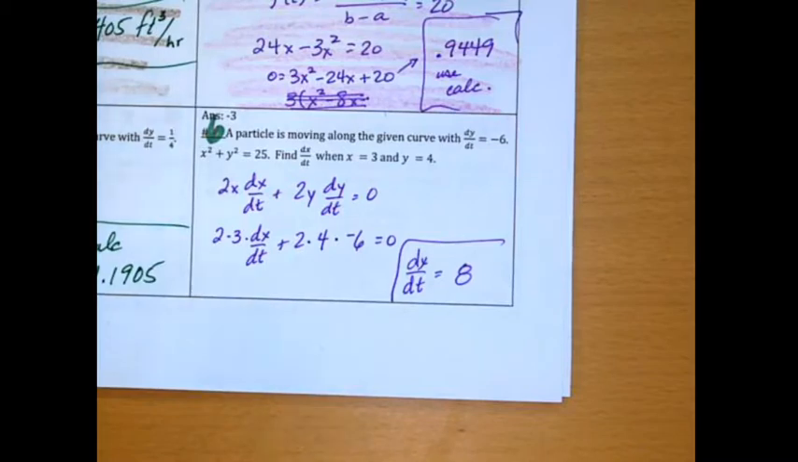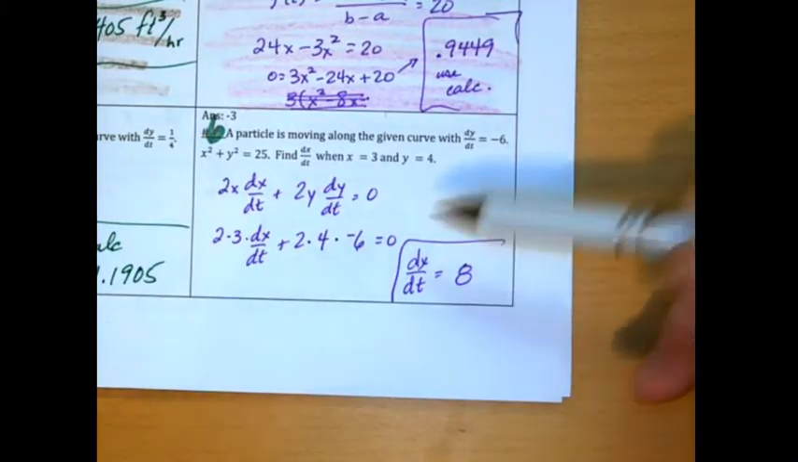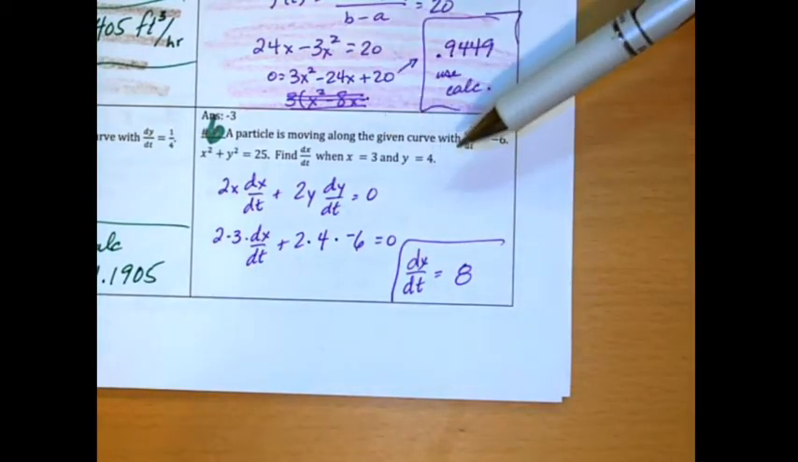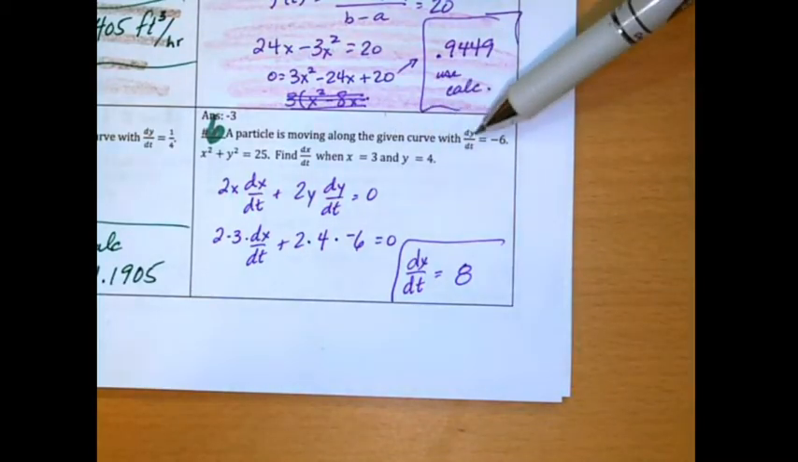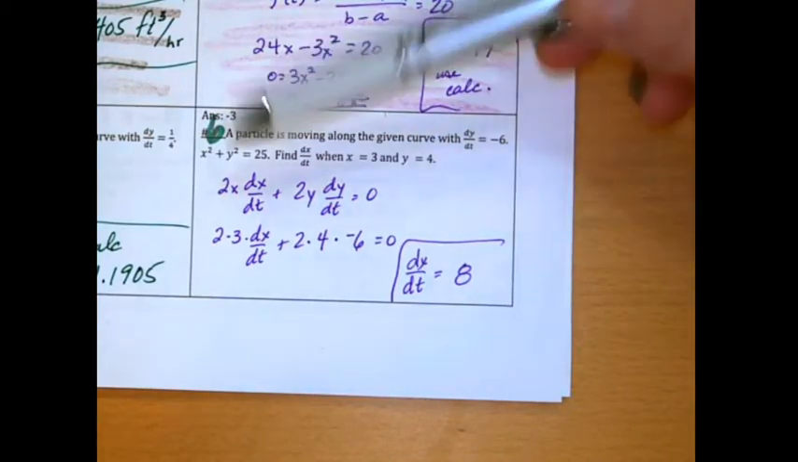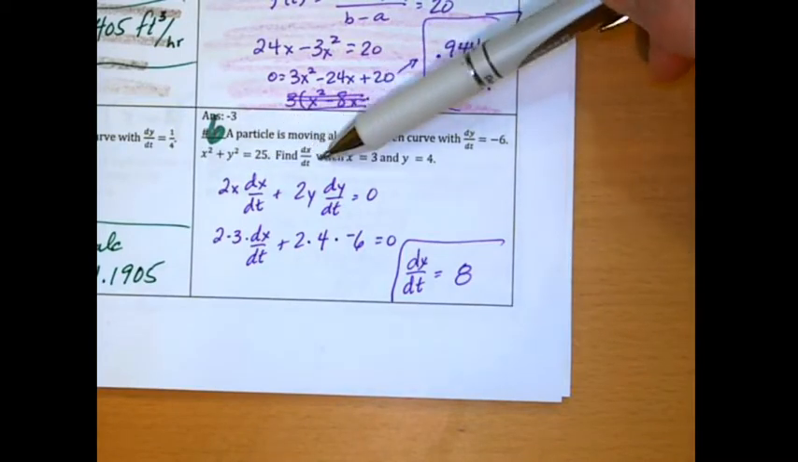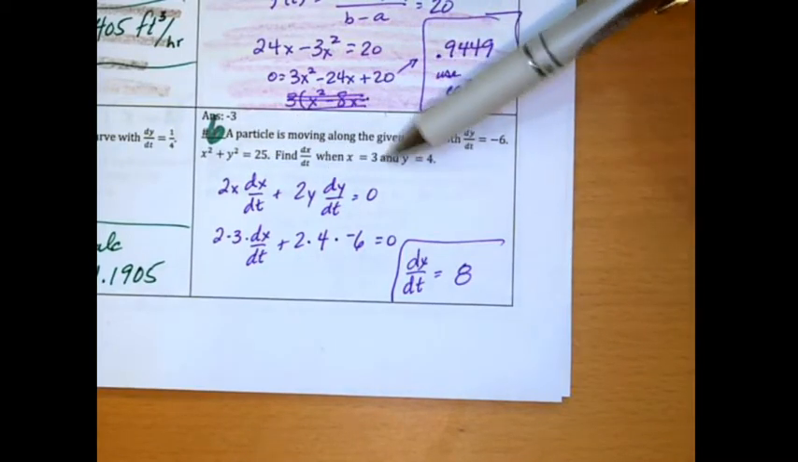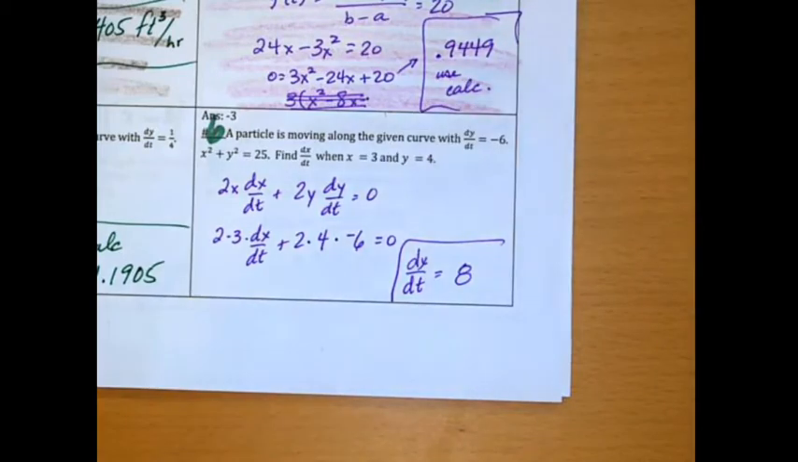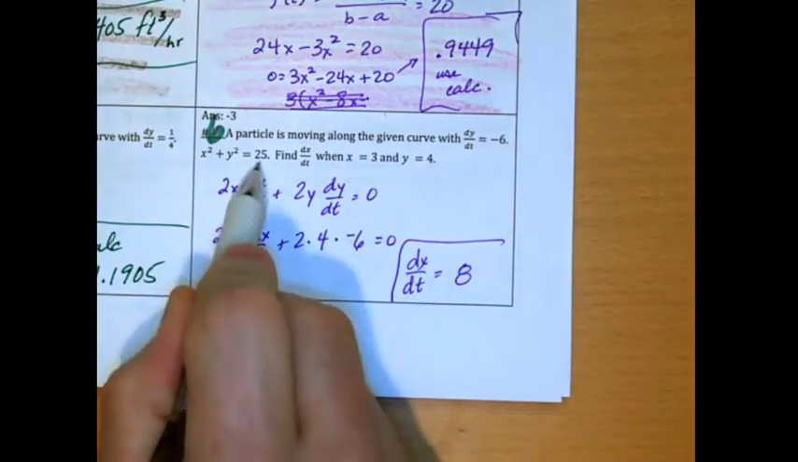All right, moving on to the bottom right where it says a particle is moving along the given curve with dy/dt equal to negative 6 and x squared plus y squared equal to 25. Find dx/dt when x is 3 and y is 4. So this is a circle with a radius of 5, if you notice.